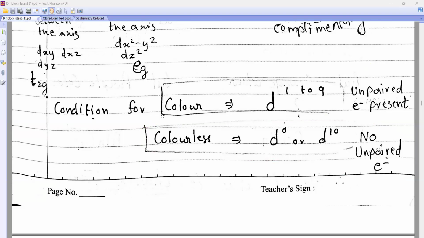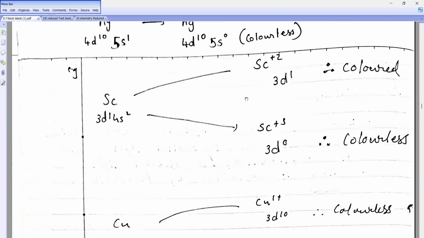I'll open the question, beta. Now, in the exam, suppose I give you this question: scandium 2+ and scandium 3+. They will just ask whether the particular compound is colored or colorless. Normal scandium has atomic number 21, so it will have 3d1 4s2 or not? Now if it becomes scandium 2+, how many electrons will it lose?